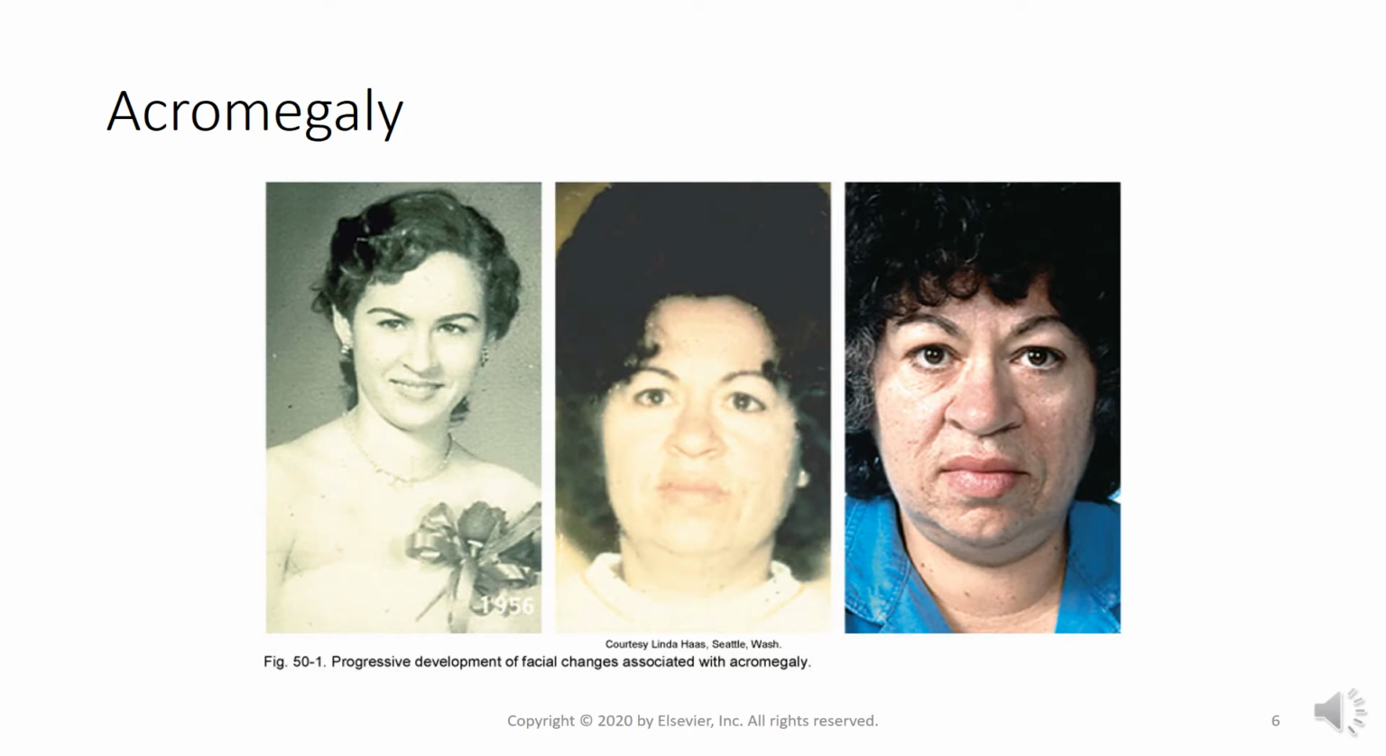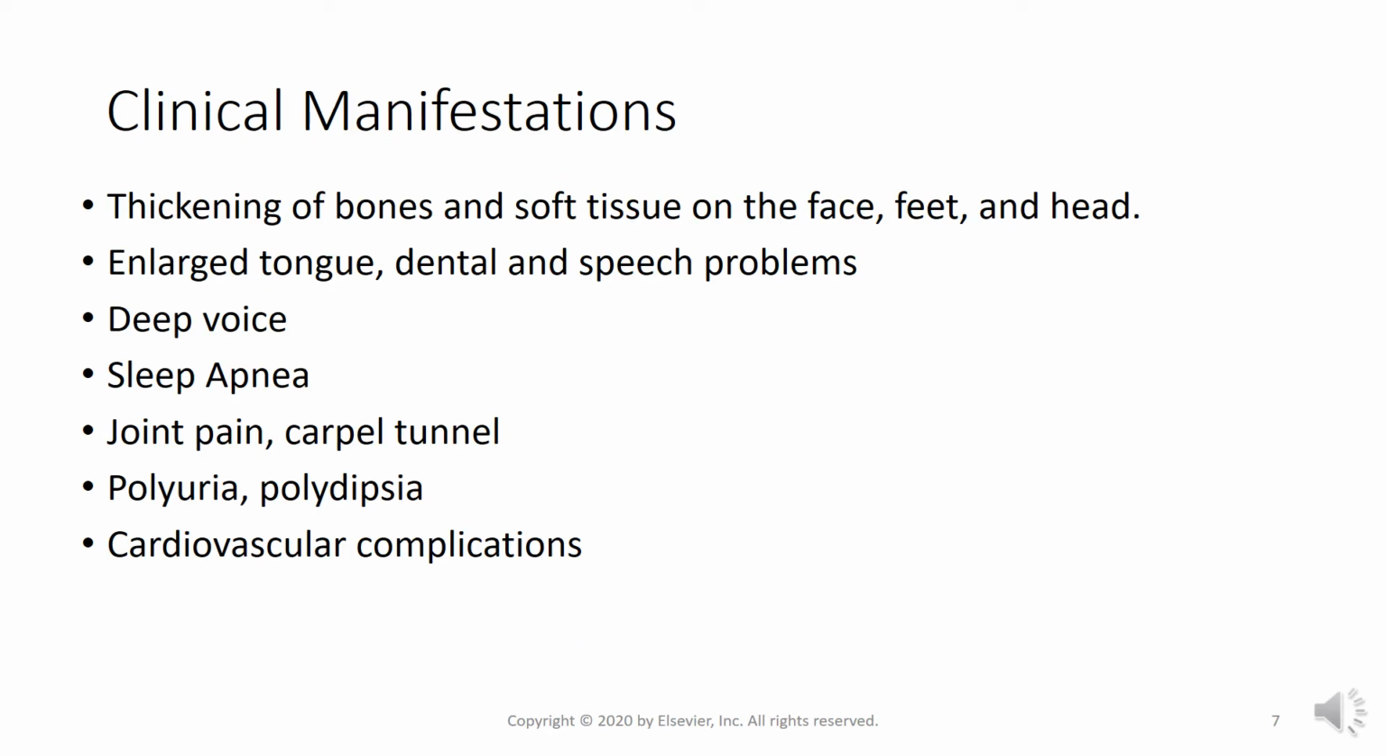This is an age progression photo of a client with acromegaly, over a period of greater than 20 years, and you can see physical changes to those facial bones. So coarse facial features, the forehead. You can see a lot of tissue overgrowth. So clients may have a significant increase in their shoe size, and very large hands. Their tongue may be enlarged.